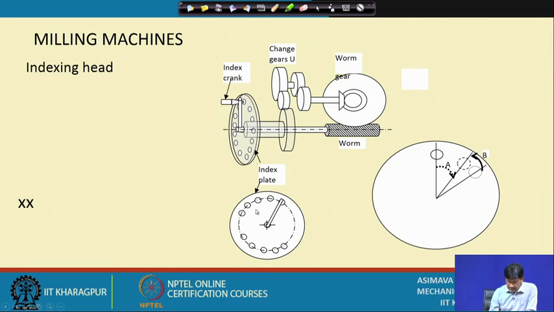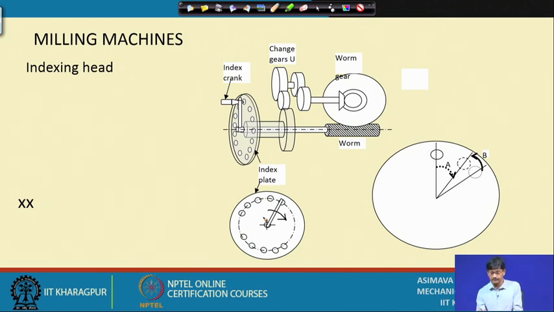These are the change gears which allow me to rotate the index plate. Previously this index plate was stationary and the index crank was going all around. This was the index crank going all around. Now the index crank will rotate, and together with that this index plate will also rotate. Okay? Index crank will rotate and the index plate will rotate, and they will rotate at different speeds.